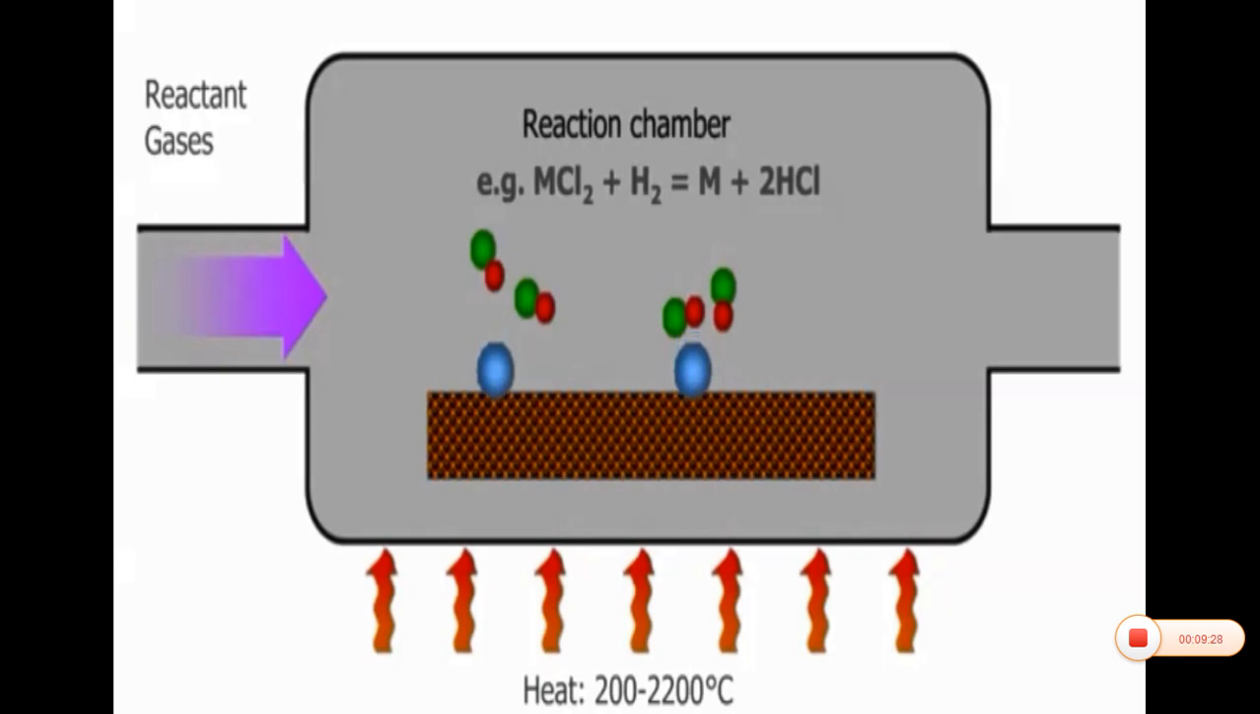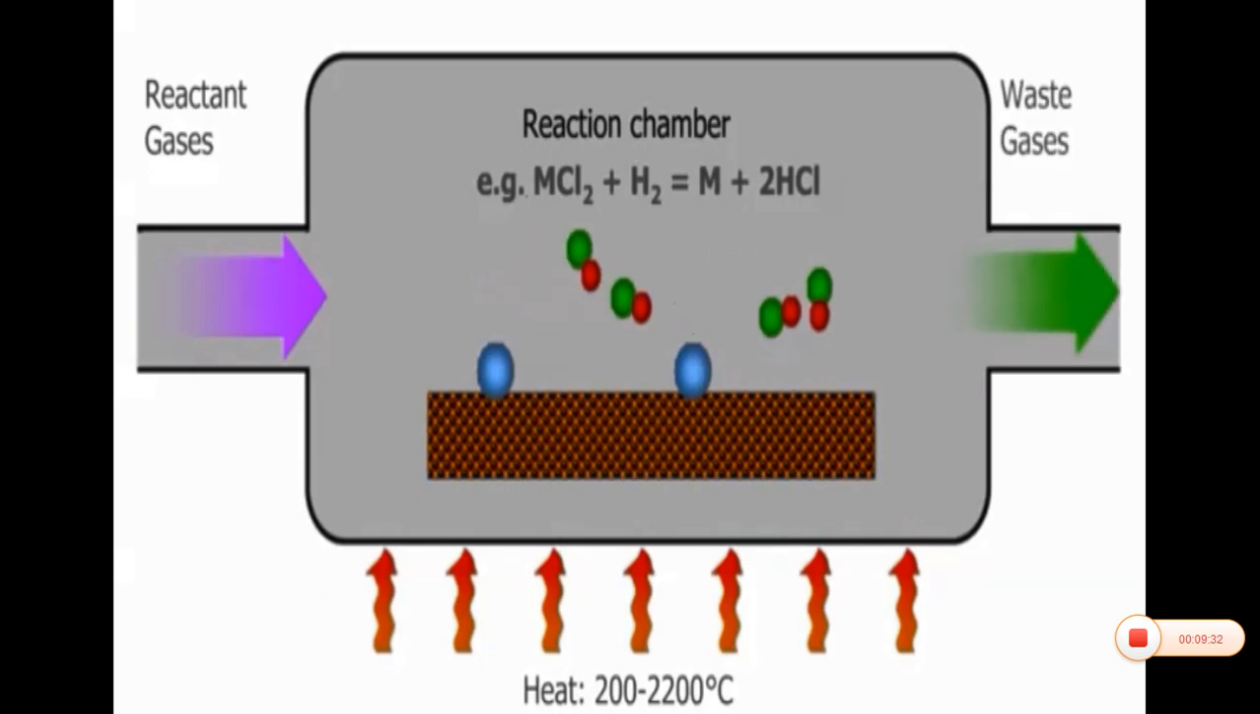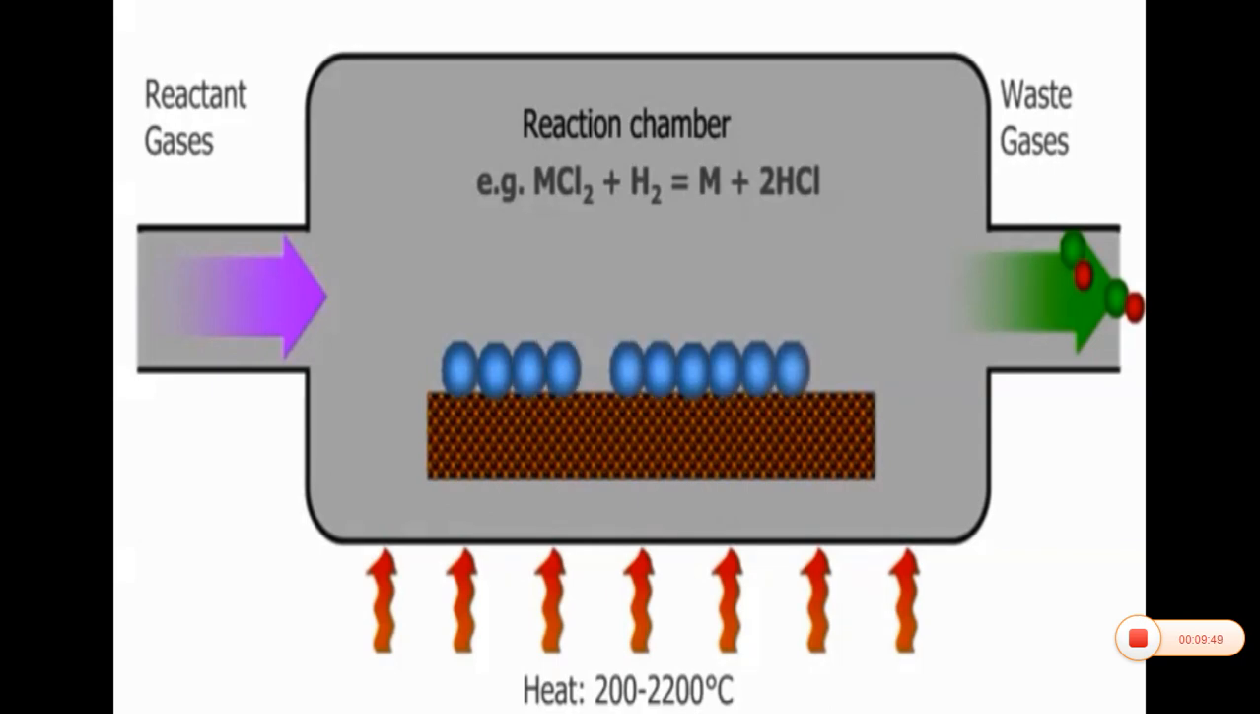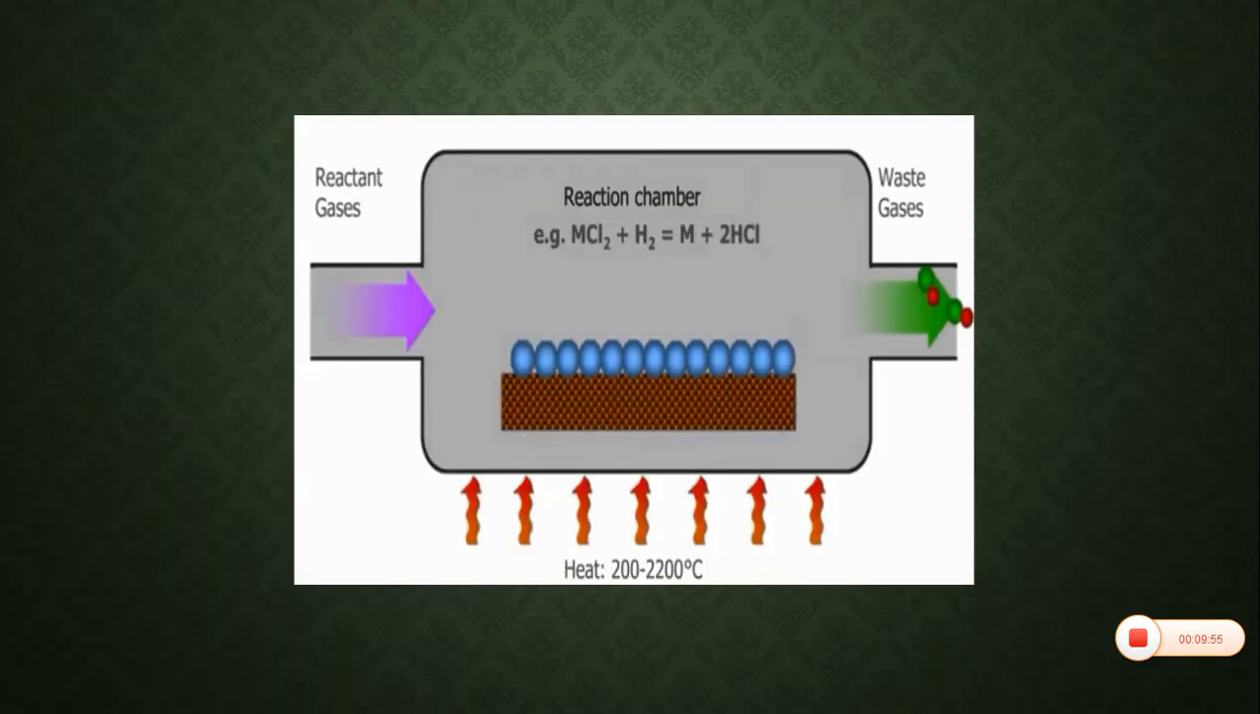This waste gas is evacuated from the reaction chamber by a vacuum created inside the chamber. Meanwhile, metal begins to be deposited on the substrate surface. With the passage of time, the whole surface is covered with the metal desired to be deposited. This is how metal is deposited on the substrate.